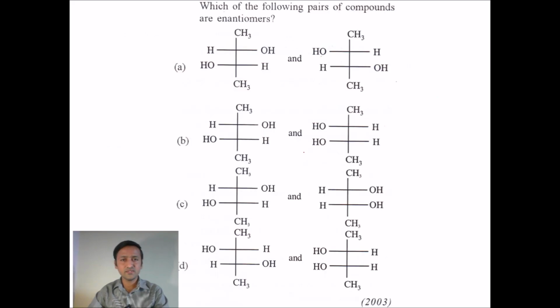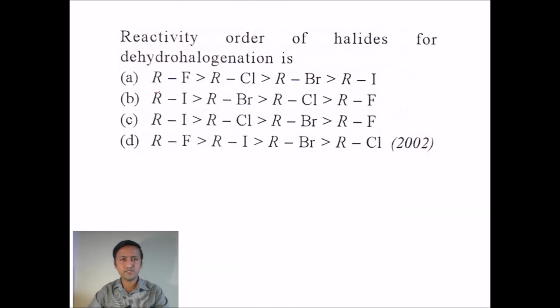Okay, next one. Which of the following pairs of compounds are enantiomers? We already know the definition of enantiomers: non-superimposable mirror images are said to be enantiomers. So we just need to find which pair is an object and its mirror image. You can easily select now. The right answer is option A, because if you place a mirror here, this is exactly the mirror image of the first one. So the right answer for this question is option A. Next question now.